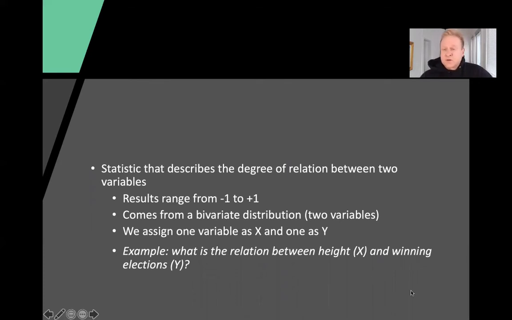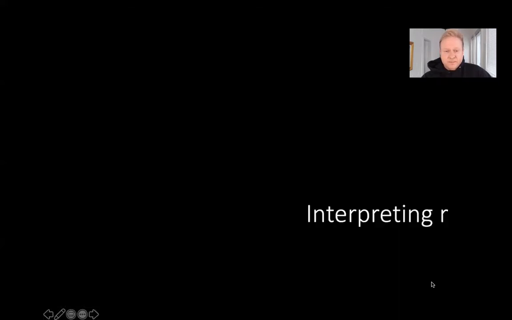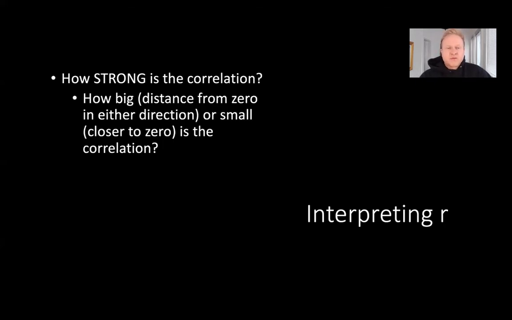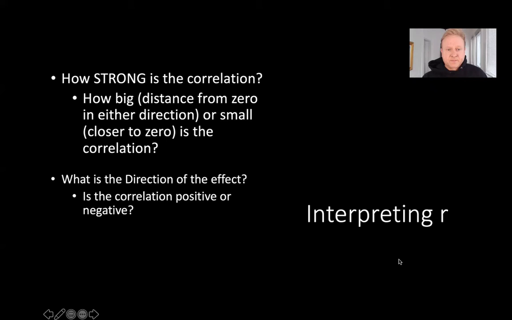Some people have noticed that there's a correlation with the taller the candidate, the more likely they are to win. So here's how we would actually interpret Pearson's R, or the correlation coefficient. The first one is the strength of the correlation. You get a number, and the number will tell you how strong it is. So how strong is the correlation? Meaning, how big is the distance from zero in either direction? If it's a really small correlation, it's close to zero. If it's a really big correlation, it could be closer to +1 or closer to -1.